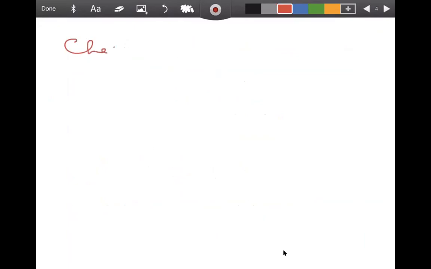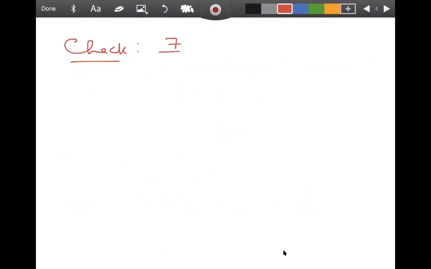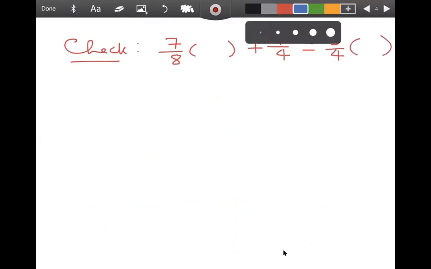So luckily I left a blank page here. We do have to check it in the original equation, which was 7/8 x plus 1/4 equals 3/4 x. So I'm going to go 7/8 blank plus 1/4 equals 3/4 blank. And we think the solution is negative 2. So let's put a question mark there. We'll drop our fence down. Okay. And we're going to hope that the left side comes out to equal the right side.